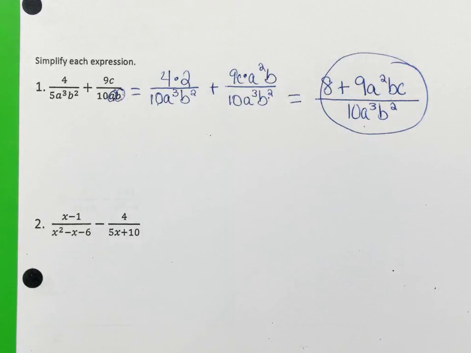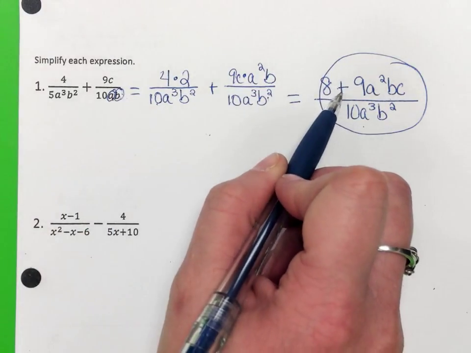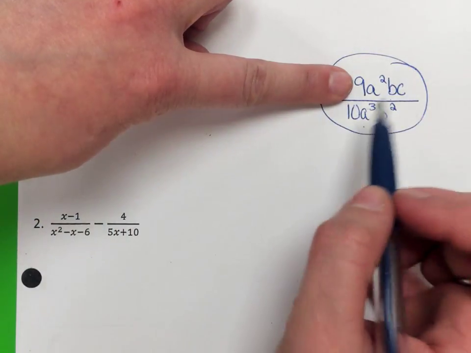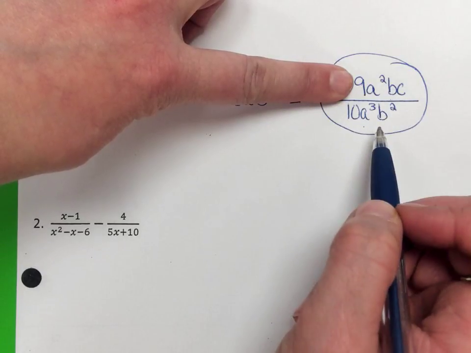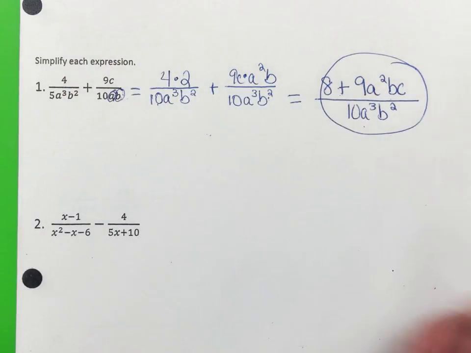Why can I not cancel anything? Because of the addition. Very good, the addition. Look, if that plus 8 was not there, you could cancel those out all day long. But that plus 8 makes this different, okay? Does that make sense? Are y'all okay?